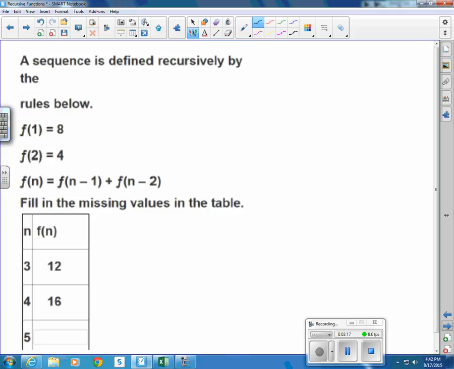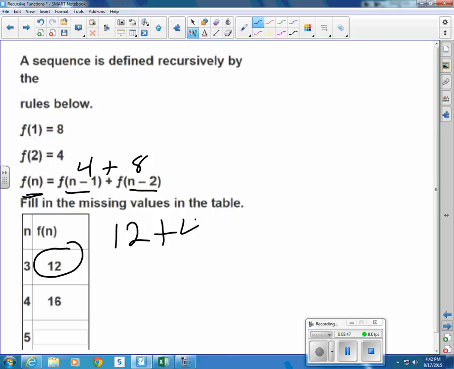This one, we're going to get the nth term. We're going to go to the one right before it, and we're going to add the one 2 steps before it. So to get the third one, we go to the one right before it, which is 4, and we add the one right before that, which is 8, and that's how we get the 12. 4 plus 8 is 12. So now to get the fourth one, we go to the third one, which is 12, and we add the second one, which is 4, and that's how we get the 16.